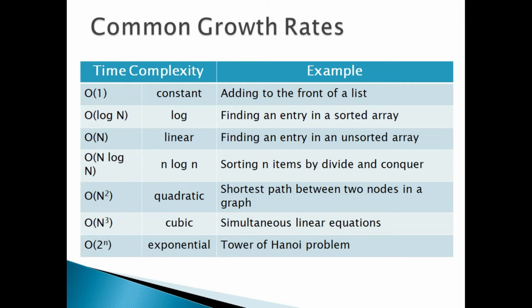Okay. Now what are the common growth rates? Okay, so the common growth rates are O(1), big O notation. This is big O notation. O(1) means order of 1, that is constant time. See, what is the example?